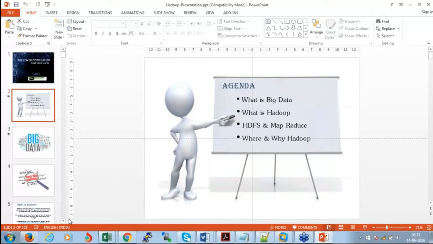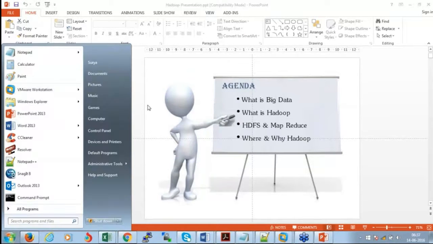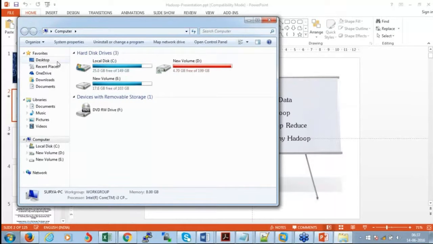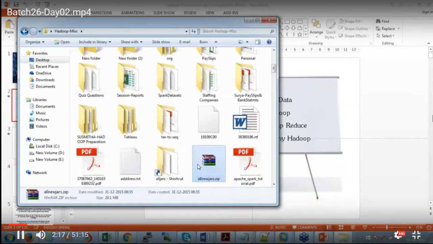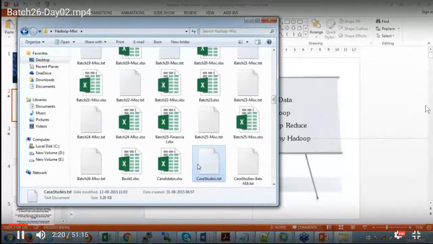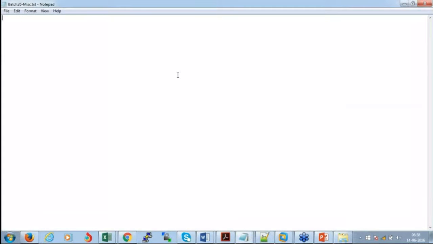As part of today's discussion, I would like to convey a few more prerequisites of Hadoop, or the jargons of Hadoop, before we actually enter into the architecture of Hadoop. One has to understand a few basic things, so that's what I'm going to convey now. Let me open a notepad here. Let me talk about the distributions of Hadoop available.